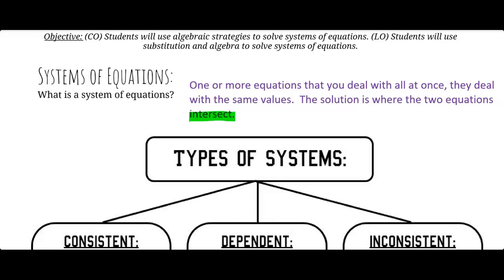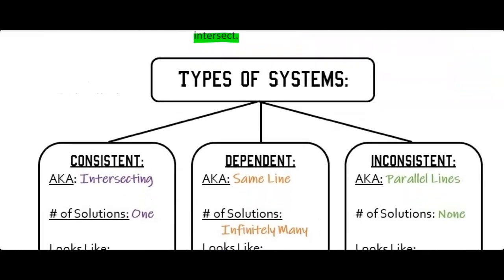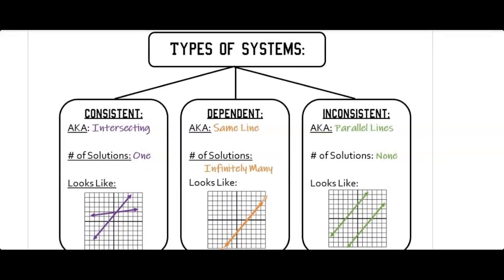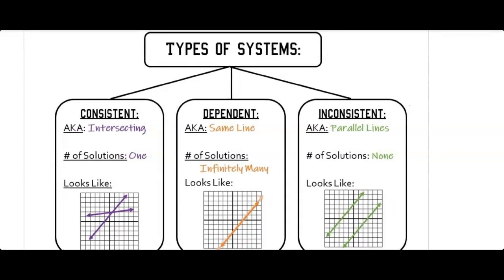It's where they're intersecting. And so this week, we're going to look at how we can do that by using the solving strategies that we've used in other solvings of equations. And then next week, we'll look at how we can do it graphically. So there are 3 types of systems of equations. We have a consistent system, a dependent system, and an inconsistent system.